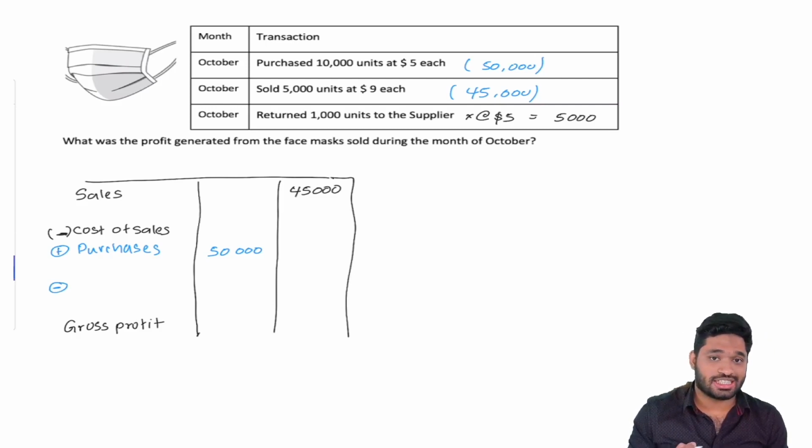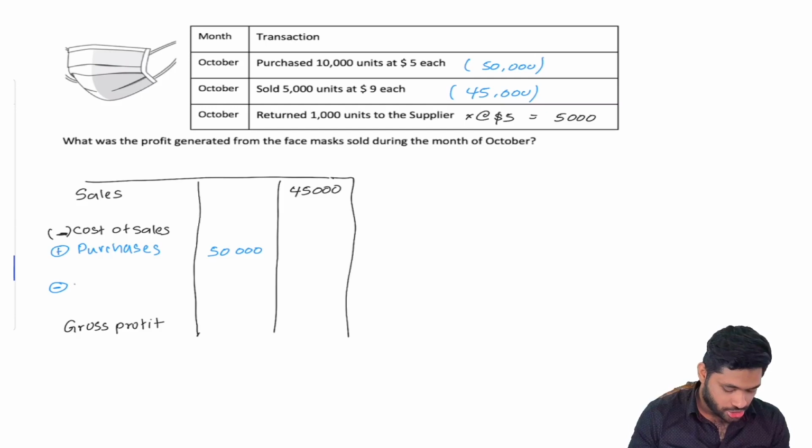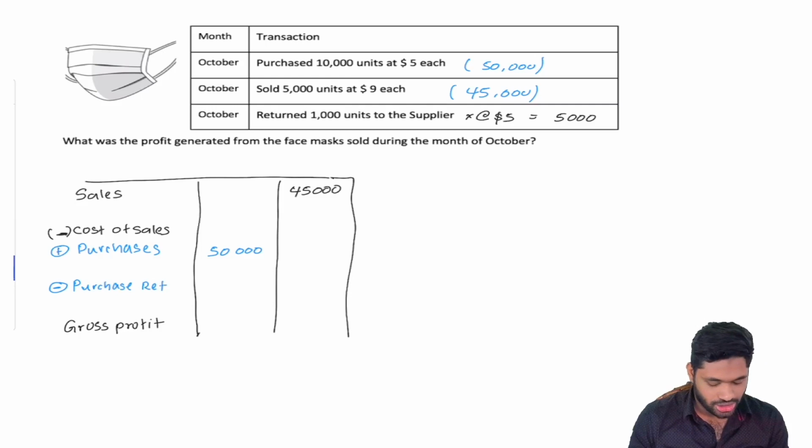Now when you return goods, the cost of the goods is decreasing. So your cost of sales will decrease. So you show it as a minus or a subtraction on the cost of sales. So you reduce your purchase returns from your cost of sales, which is $5,000.